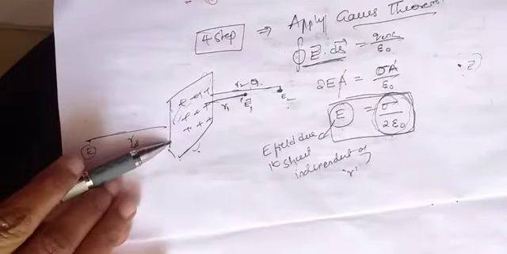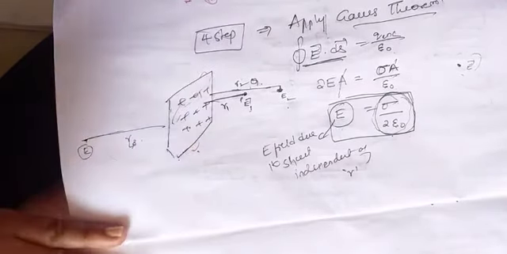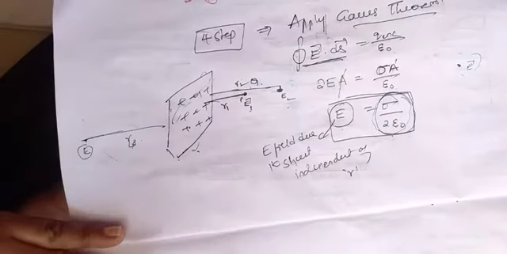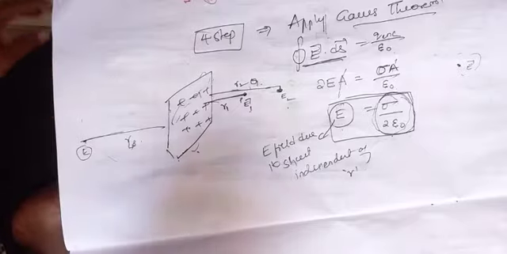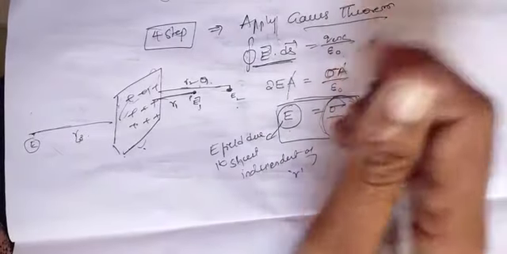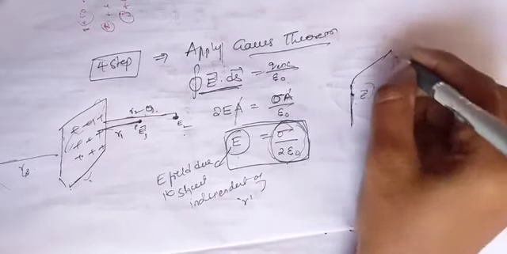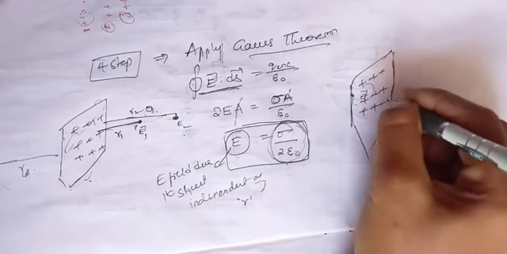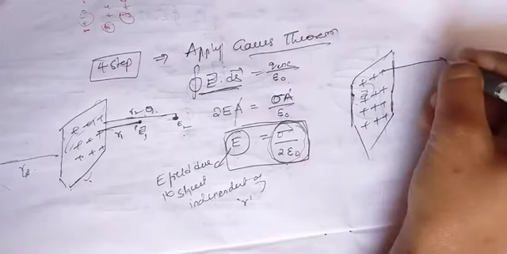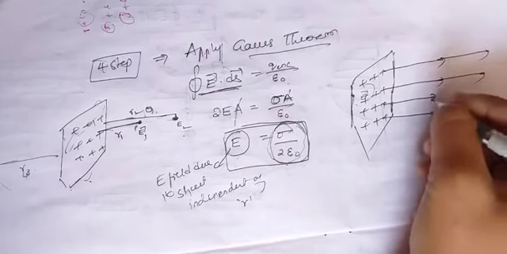If it is an infinite sheet compared to R, then at every point the electric field is the same. So this is an important point for the sheet. Let us consider this is the sheet. Already we know that the sheet gives electric field lines which are parallel lines and equidistant from each other. So it gives a uniform electric field like this.